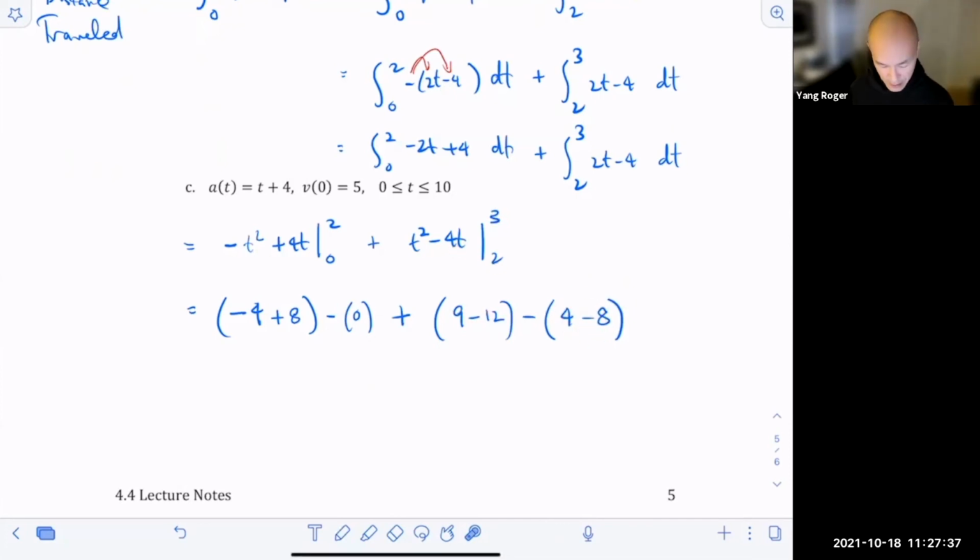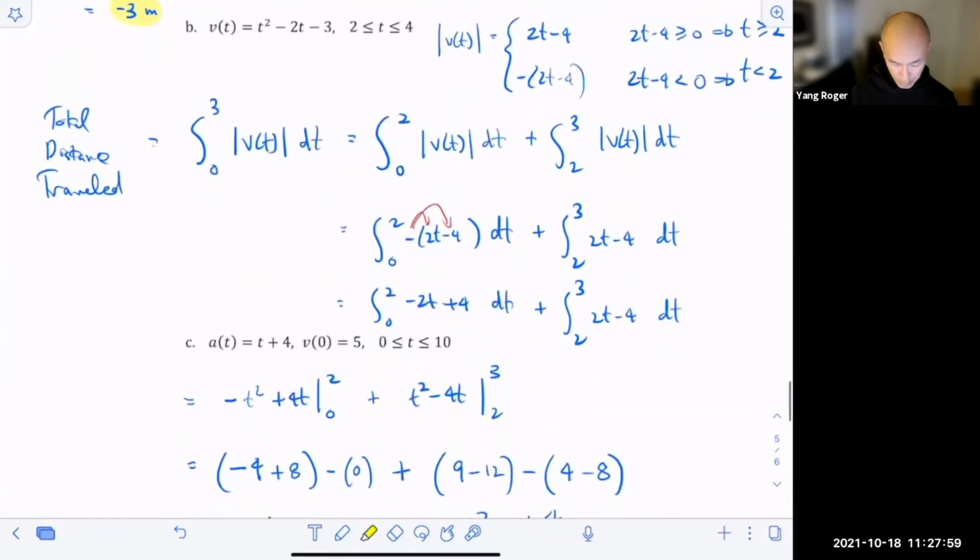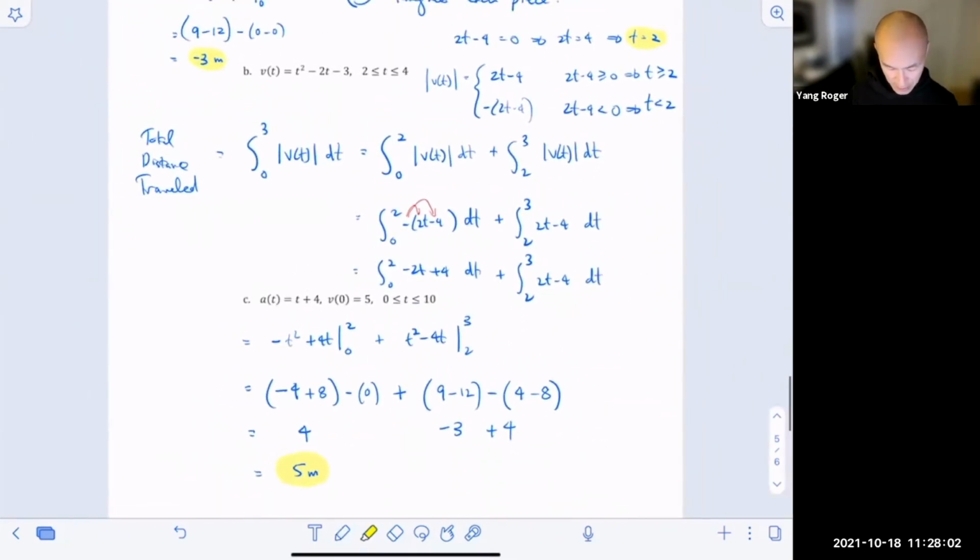Are there any questions about that? So when we simplify this, this part becomes a 4, this part is minus 3, this part is minus negative 4, so that's plus 4. So we end up with 5 meters. Does that make sense? So when we look at this, what happens is we end up 3 meters behind where we started, but the total distance that we traveled was 5 meters in total.